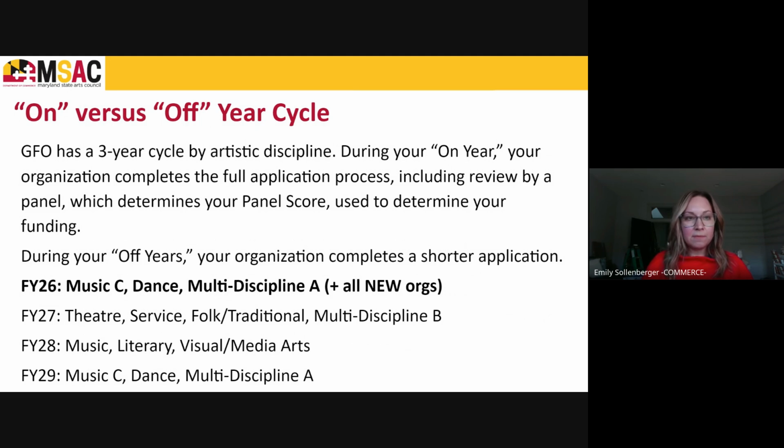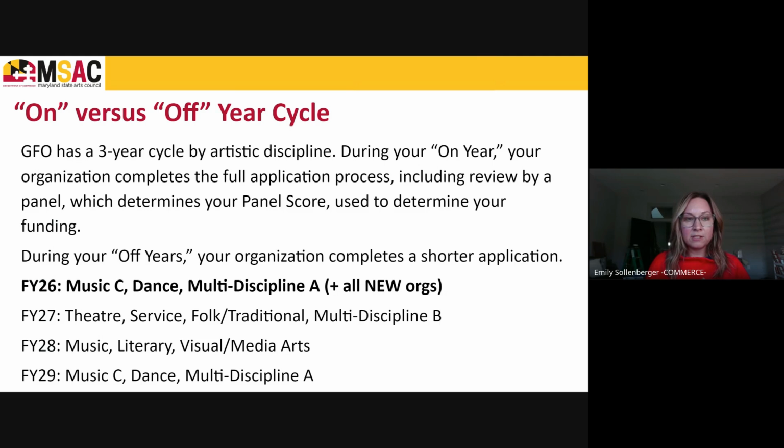All right, so we use the terms on and off year when it comes to the different types of applications, and that falls within a 3-year cycle for the GFO program. And the 3-year cycle is really just based around your artistic discipline, which is just for our purposes to categorize our organizations throughout the year. So this is not a cycle where you apply every 3 years. You're applying every year for annual support. It's just the type of application that changes.